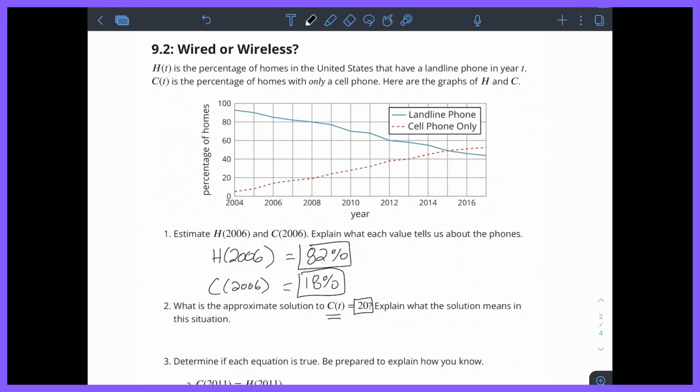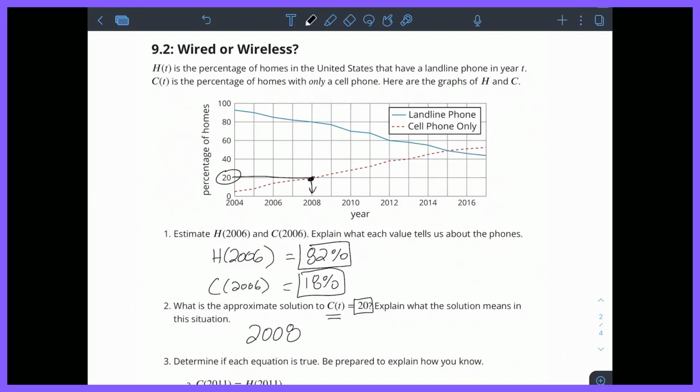Now make sure you look at the correct function, okay? We're looking at C of t, which is the red one. Here's 20. So if we go over and we ask ourselves, where's my function? It's boom, right here. What x value is that? Well, that's 2008. Okay? And what that means is that in the year 2008, approximately 20% of all homes were cell phone only. All right?